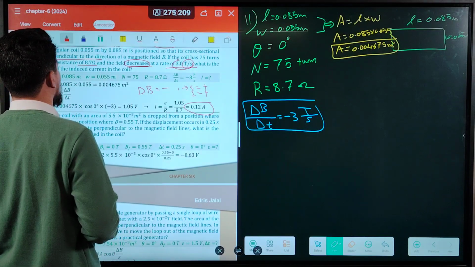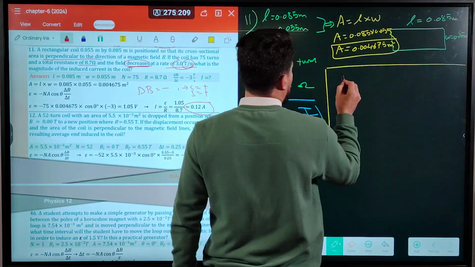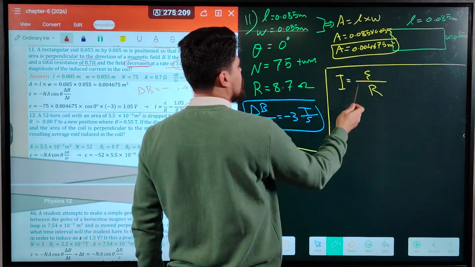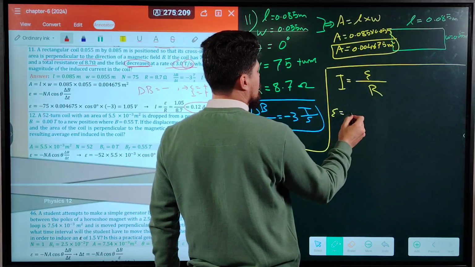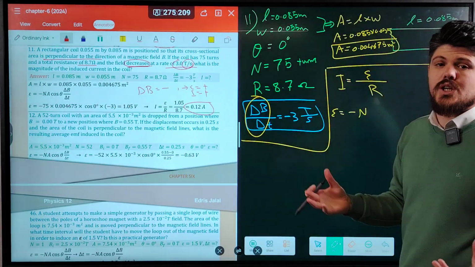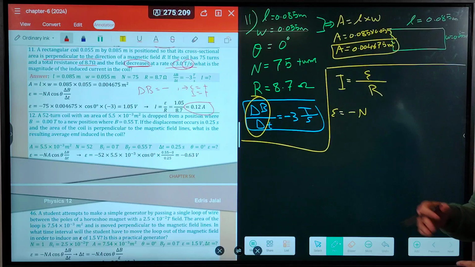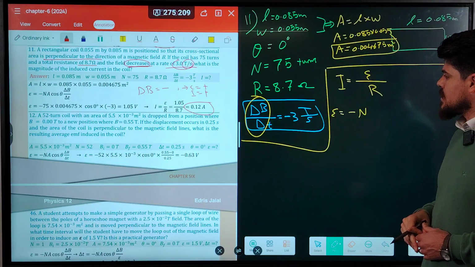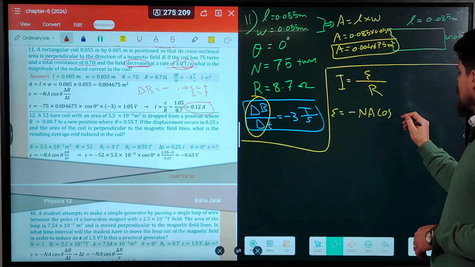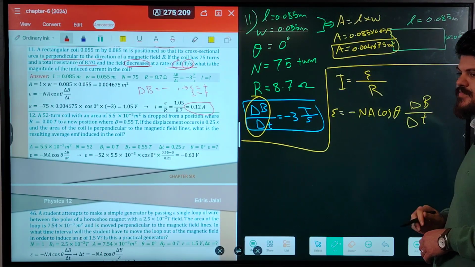What will be the magnitude of the induced current in the coil? What is unknown? Induced current. I is equal to what? EMF over R. But we don't have EMF. EMF is equal to what? Change magnetic field or change current? Magnetic field changed, decreased by a rate of 3 Tesla per second, which is equal to negative 3 Tesla per second because it is decreased. Negative N A cosine theta delta B over delta T.